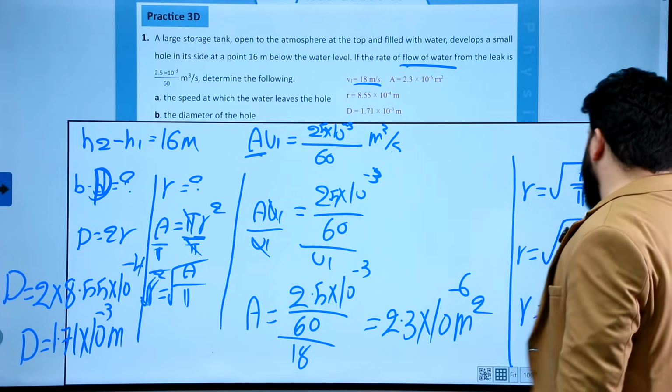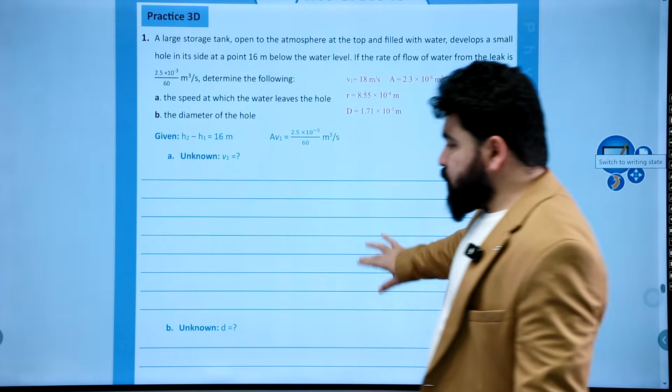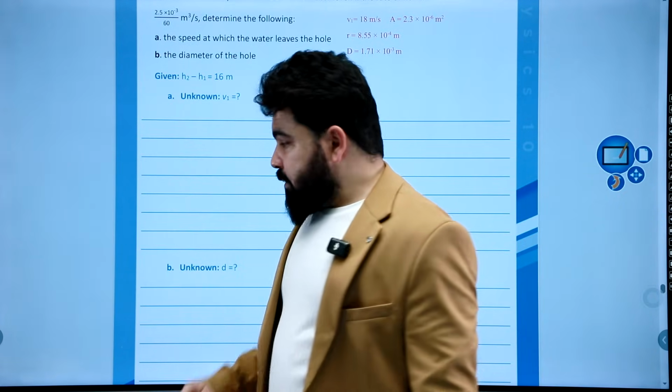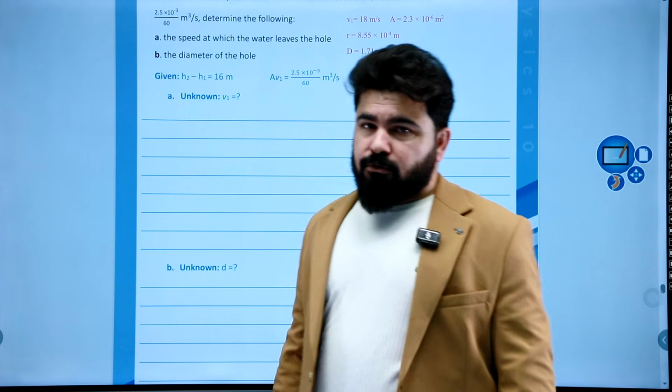This is question 1 from practice 3-2. I'm going to leave the other questions for you. This is it, guys. This is the full revision of the first semester of grade 10.